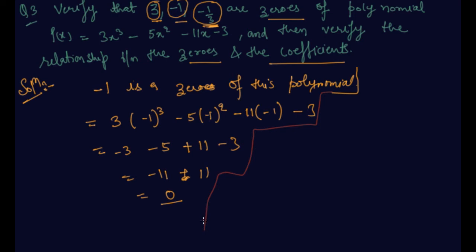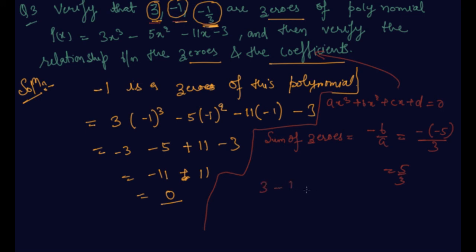Now I am doing the second step of this question, verifying the relationship between the zeros and the coefficients. The sum of zeros, as I told you, by directly applying the formula: I am comparing the given equation with the standard equation ax cube plus bx square plus cx plus d. The sum of zeros is minus b by a, and b here is minus 5 and a is 3, so this is 5 by 3. Let me check whether the roots 3, minus 1 and minus 1 by 3 give us 5 by 3. Taking the LCM of all the 3s: 9 minus 3 minus 1, which is 5 by 3.